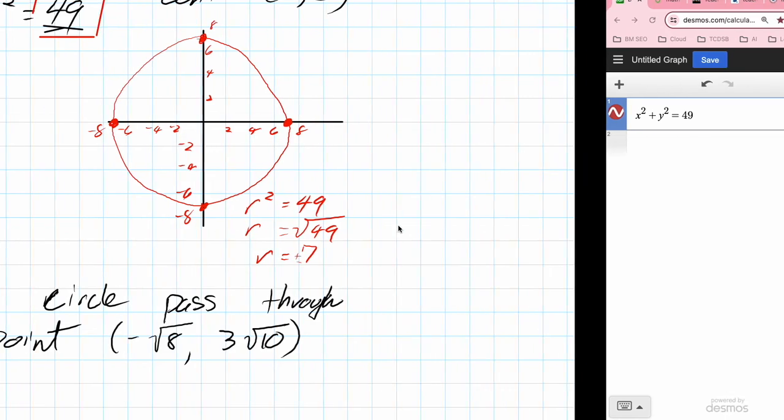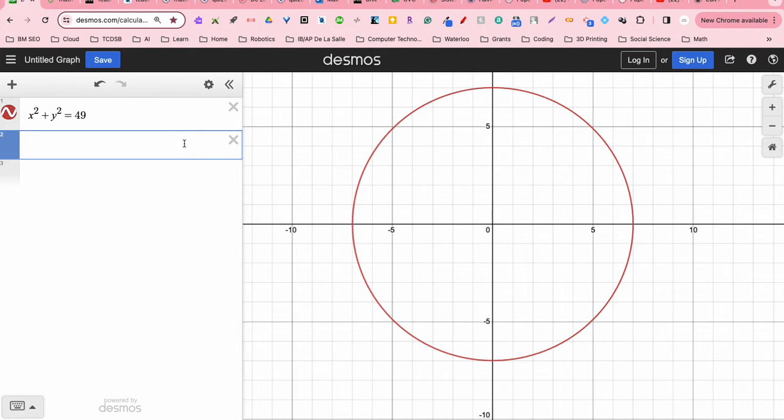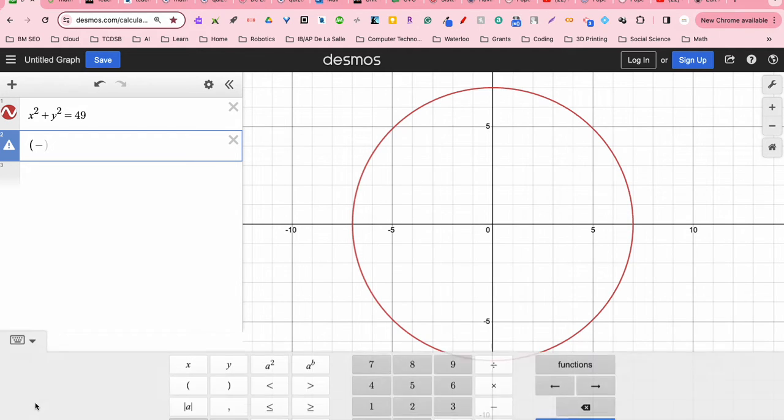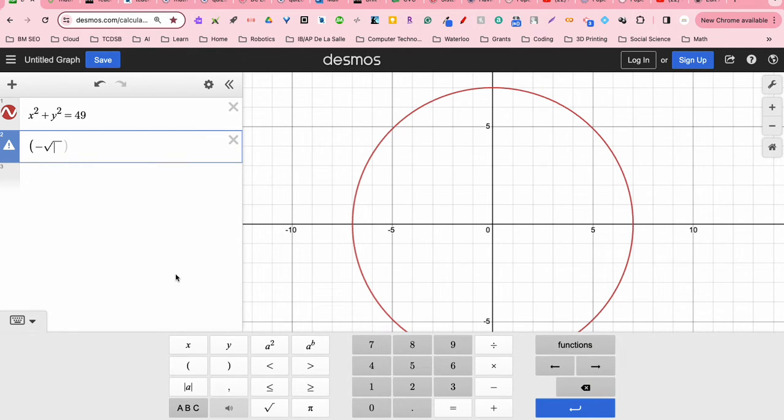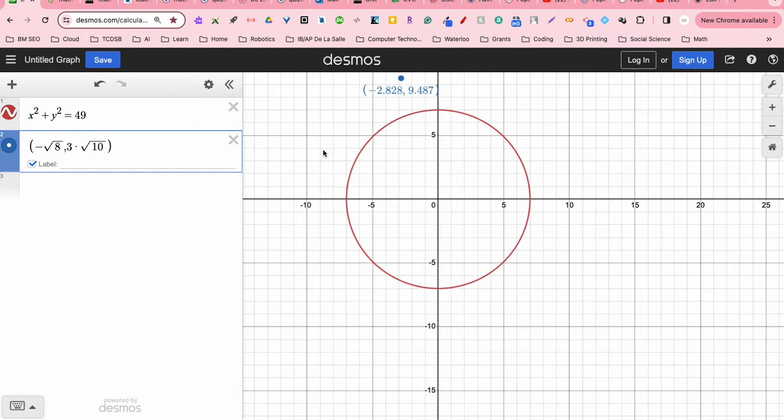We'll go back to our graphing software. What I mean by tractability is I don't know where that is on a number line. That's a really hard number for me to imagine. So I'm going to put it up here. We have 8 and we have 3 multiplied by the square root of 10. Label for me. Where is this thing? There it is.